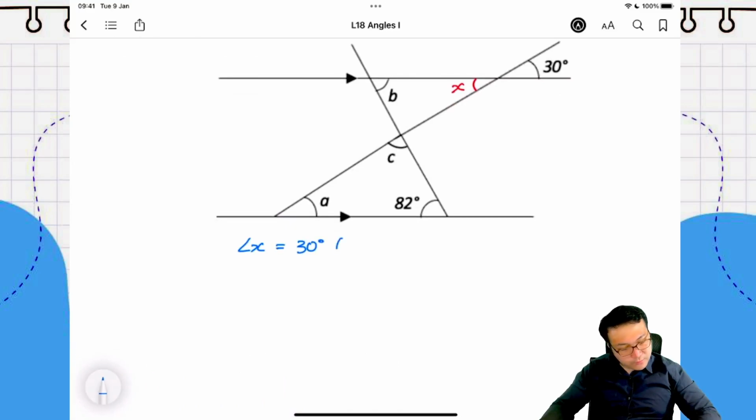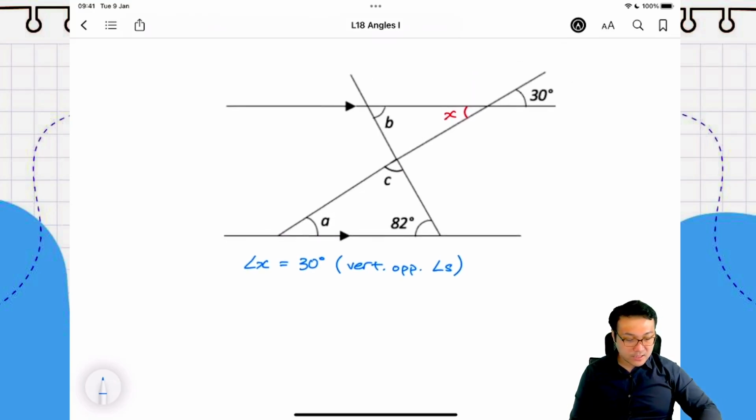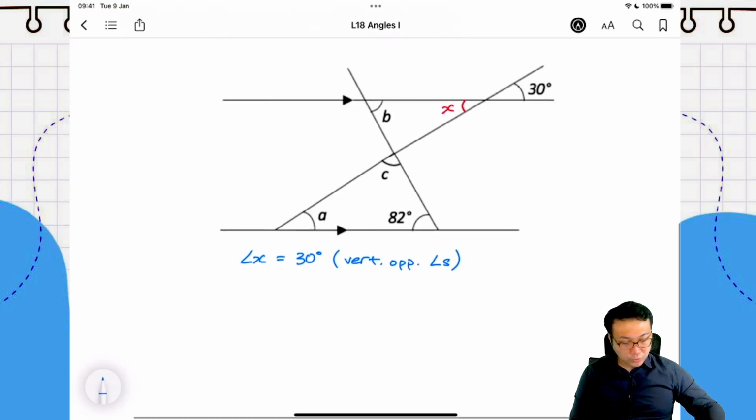And what is the rule that we are using? We are using the rule vertically opposite angles. Now, if you find that you cannot remember the rules right now, don't worry. The notes are there for you to refer to. So if you refer to the notes, you will realize that this is vertically opposite angles, okay? Now what else? If you found angle X is 30 degrees, then what else can we find?